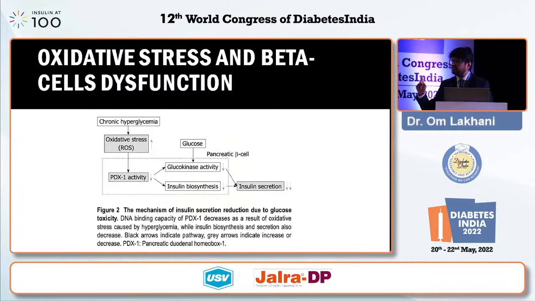Second is the oxidative stress and beta cell dysfunction. Where have we seen this? We see this in patients who are having glucotoxicity. We have all seen a patient who comes with blood sugar of 500. You start this patient on insulin, the blood sugar comes down, the patient's endogenous insulin production improves, the C-peptide improves. Why does it happen? This happens because you have a chronic hyperglycemic state. It leads to increased reactive oxygen species, which stuns the pancreatic beta cells. The beta cells are not able to produce more insulin.